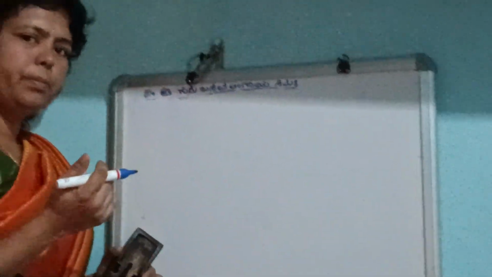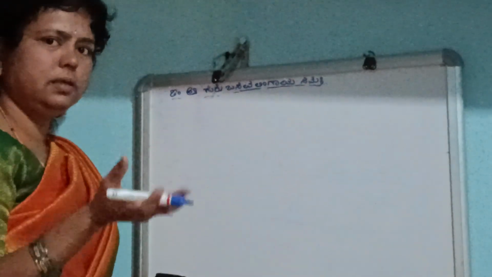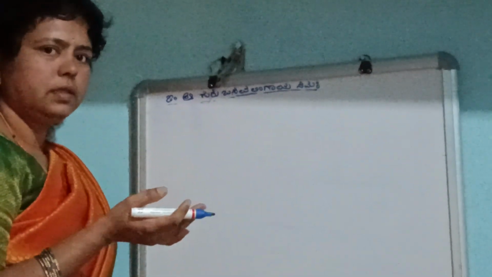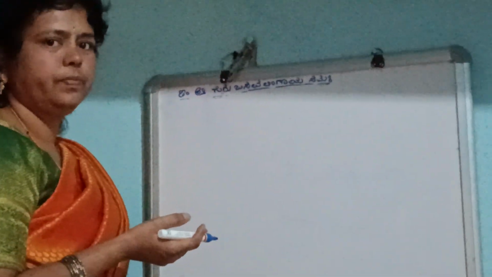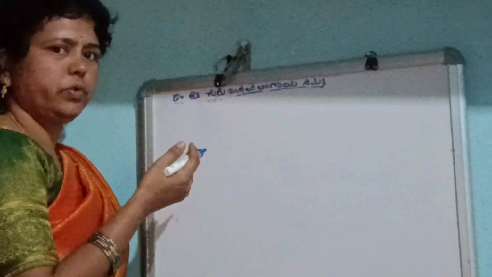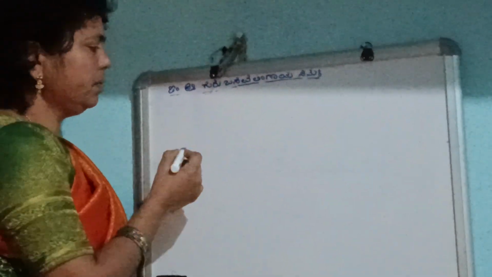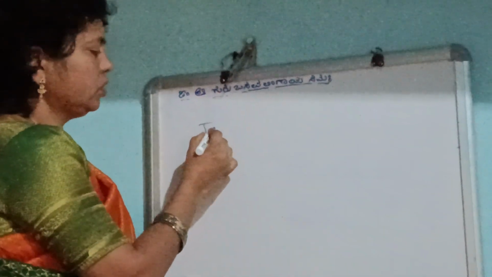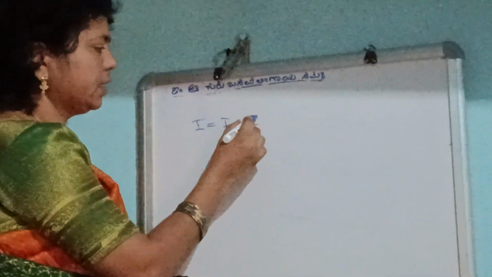That is said to be a parallel circuit. In a parallel circuit, many branches are there. That's why current is divided here, and the same voltage appears across the ends of the components which are connected together. So the total current I is equal to the sum of the branch currents.